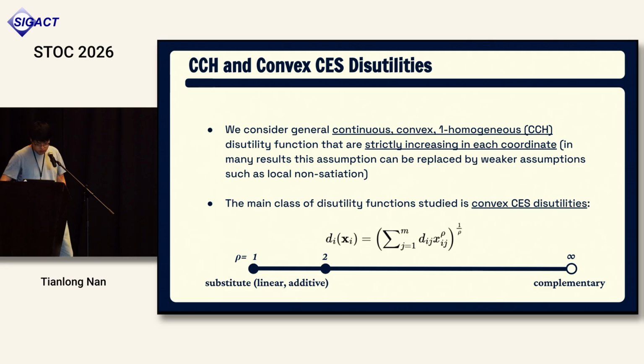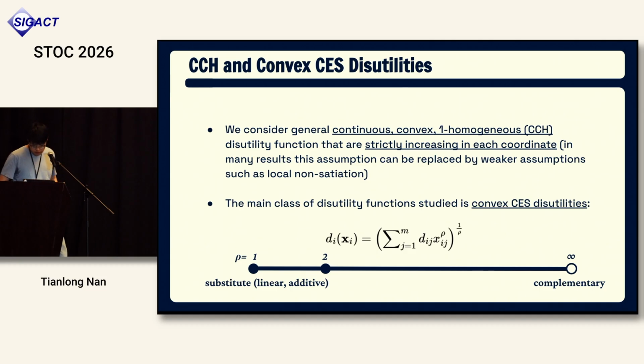In this paper, we'll consider general continuous convex homogeneous disutility functions. For the ease of presentation, we'll assume that those disutilities are strictly increasing in each coordinate. While in many results of the paper, this assumption actually is stronger than necessary, and it can be replaced by some weaker assumptions like local non-satiation.